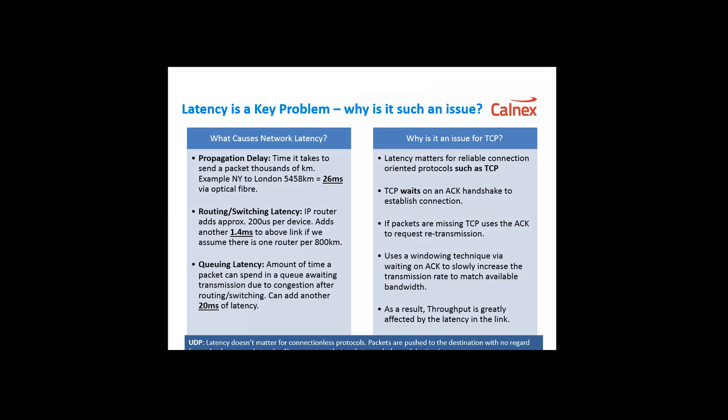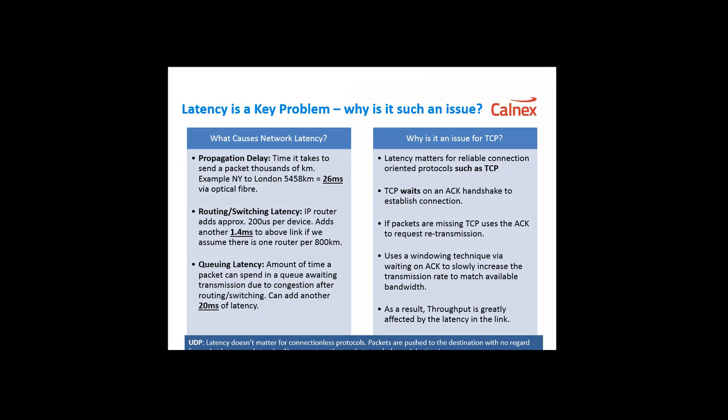If in that link we had a router every 800 kilometers, just as a number, that would add another 1.5 milliseconds, 1.4 milliseconds. And then obviously each router can add microseconds or milliseconds of latency to that packet. So you can see very quickly that tens of milliseconds of delay is reasonable within an IP packet traversing any amount of distance or any number of hops.